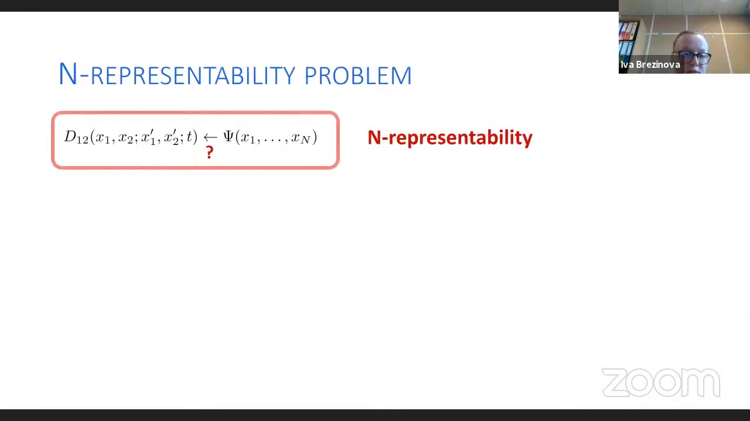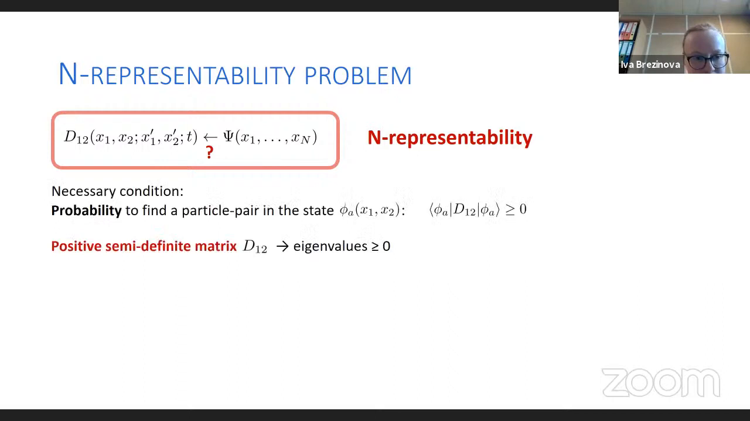Unfortunately, this n-representability problem tends to jump into our faces as soon as we try to propagate the two-particle reduced density matrix with a reconstruction functional of the three-particle reduced density matrix. I have to say it's not always the case. I will show you later applications where we did not have this problem because the reconstruction functional was so accurate for that specific problem. But if it is not accurate enough, we face the following. So one necessary condition is that the probability to find a pair in some two-particle state always has to be larger than zero.